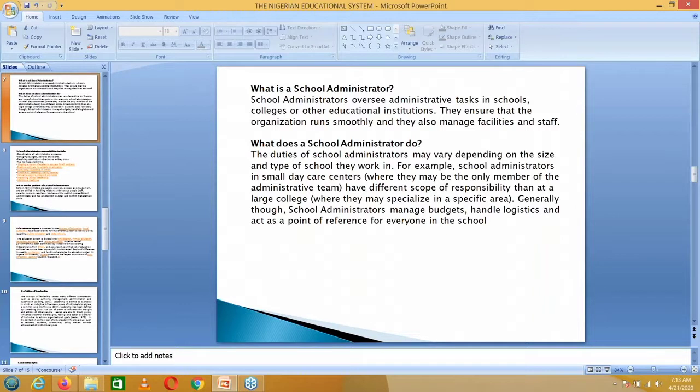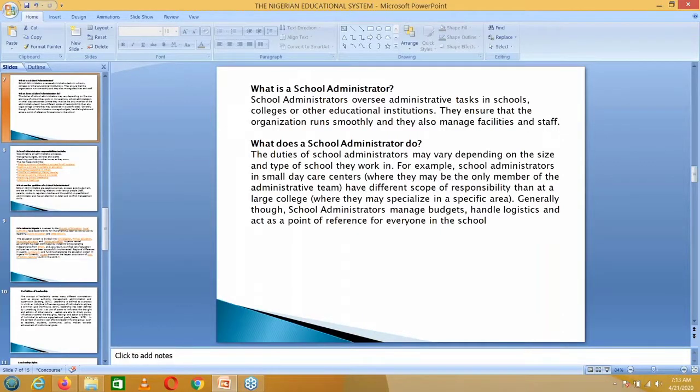In a secondary school, we have the principal, the vice principal, the head teacher, and the departmental heads, HODs of different departments. They are also the school administrator. So it depends on the type of school they work in. Generally, a school administrator manages budgets. They handle logistics and act as a point of reference for everyone in the school.